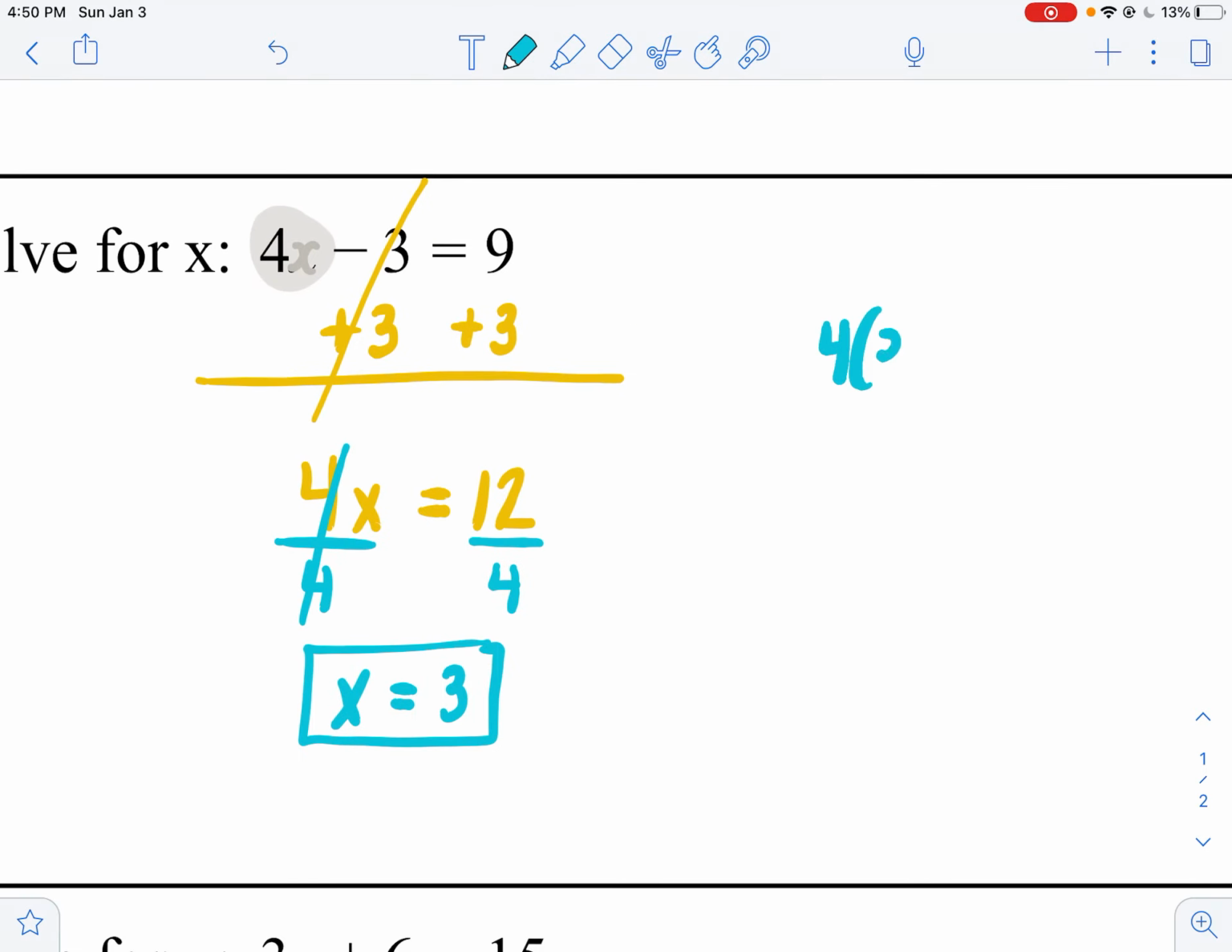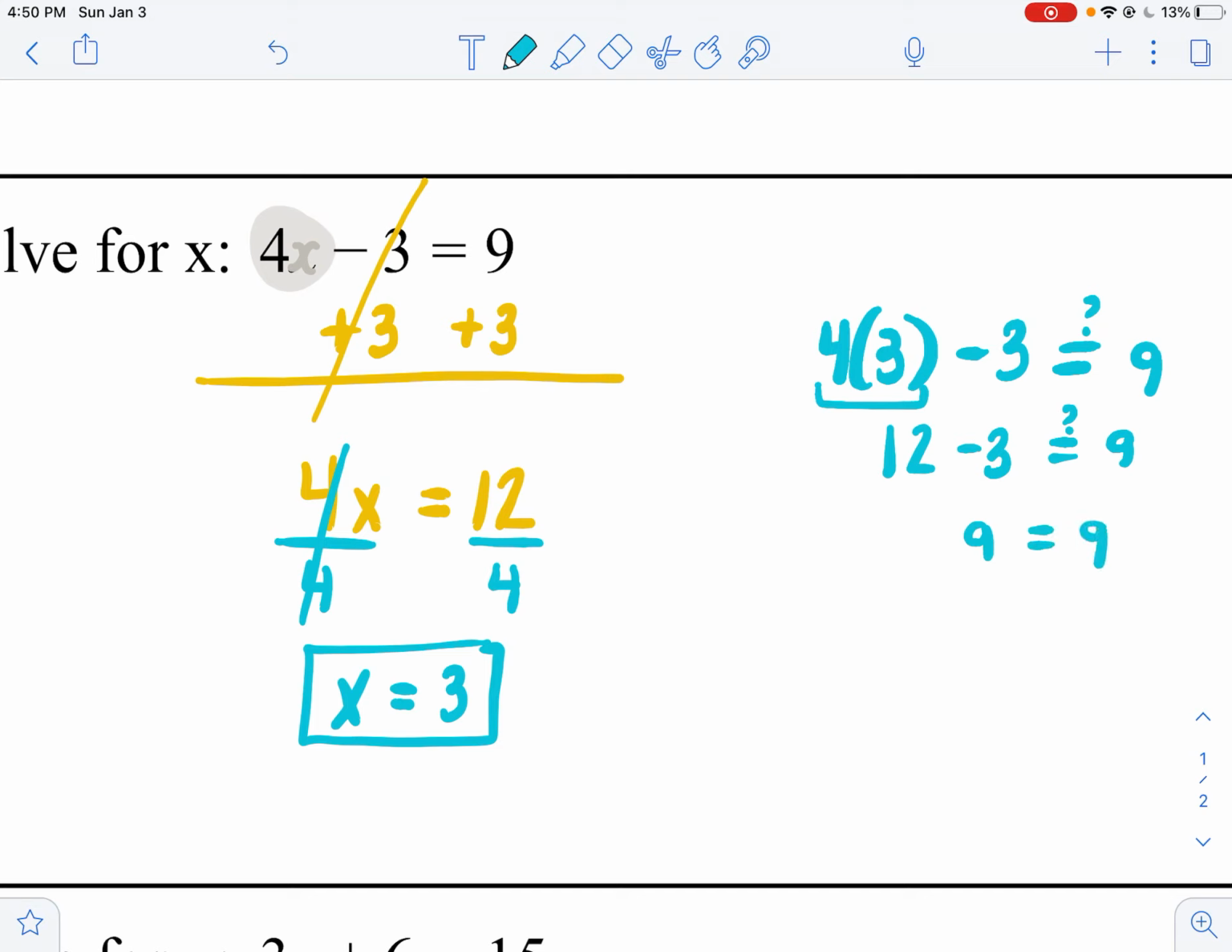Okay? We can check our work. 4 times 3 minus 3 should give us 9. Well, I know 4 times 3 is 12, and 12 minus 3 is 9, and 9 equals 9.